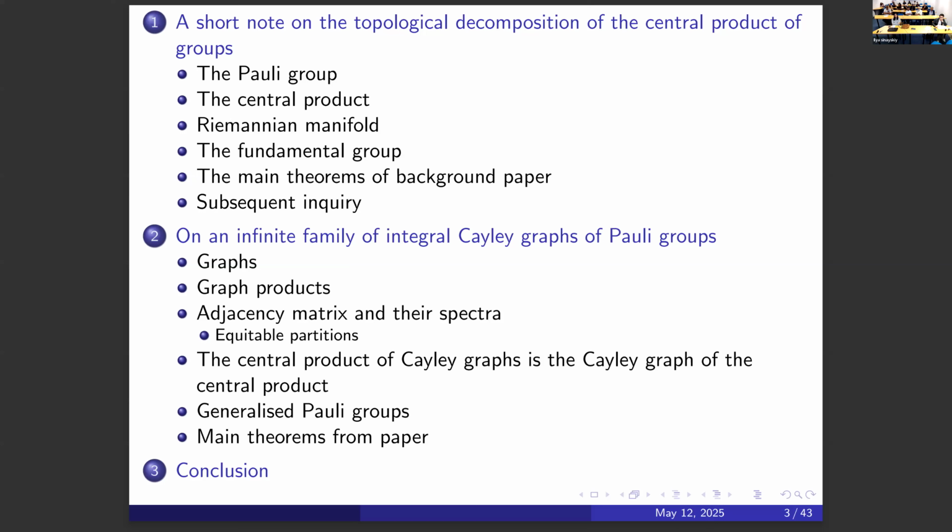Then this main theorem, which is that the central product of Cayley graphs is the Cayley graph of the central product. So it was nice to have this invariance property when it came to talking about central products, and you'll see why. And then we'll look at the case of generalized polygroups and how to calculate their spectra, which was the main point of the paper, how to calculate the main spectra of the generalized polygroups. And then I'll just go into the main theorems from the paper.